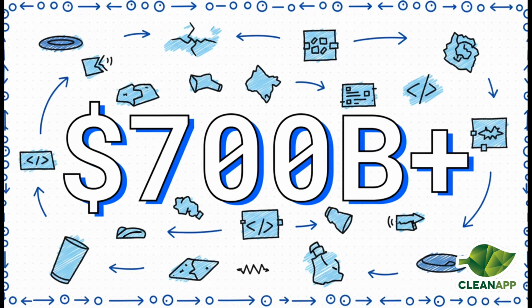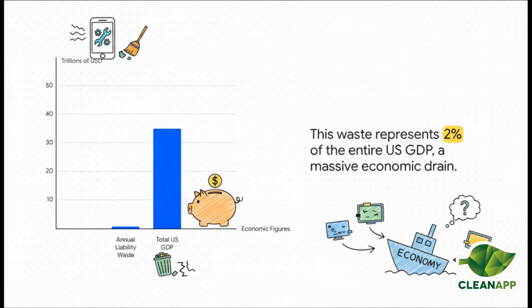Okay, let's talk about the money, because this is where it gets really crazy. Why should businesses and cities care? Well, look at this number. In the US alone, we're talking over $700 billion a year is just wasted. Wasted on liability costs from things going wrong with properties and products. That's not just a big number. That's a staggering amount of money. And to put that into perspective for you, that amount, that's about 2% of the entire US GDP. 2%. That's a massive drag on the whole economy. And it's all coming from problems that could have been fixed when they were small.